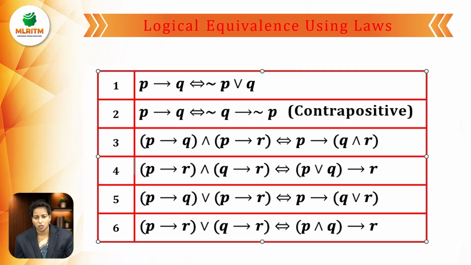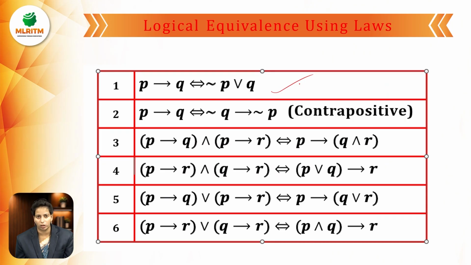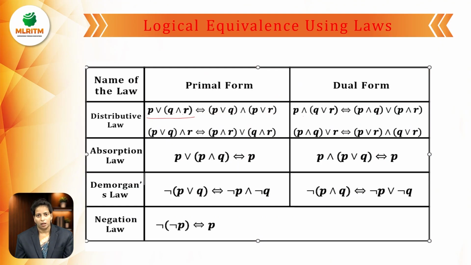Next, the conditional law. Mainly we are using P implies Q is equivalent to negation P or Q. And the biconditional law: P double implies Q is equivalent to P implies Q and Q implies P. This first one is very, very important. These are the laws. Laws of logic contains two methods: the first is the truth table method, and the second is the laws of logic method.